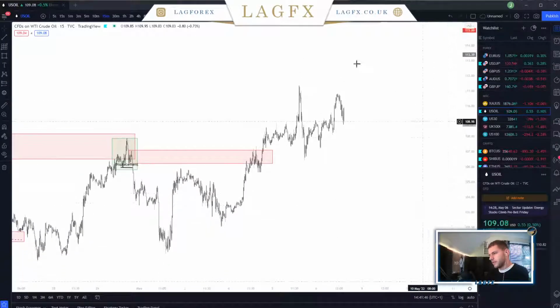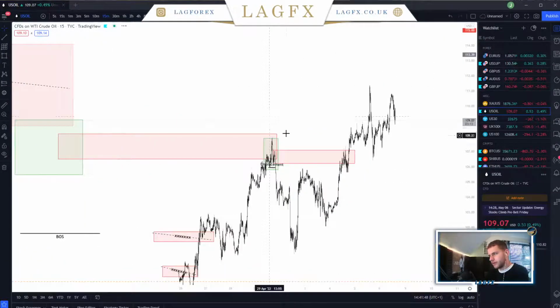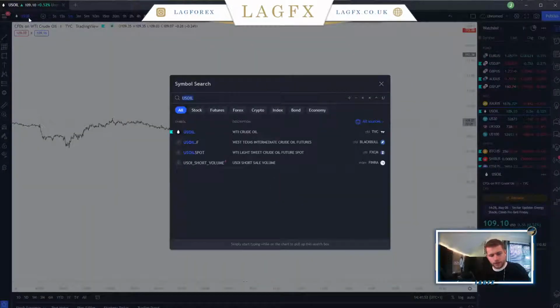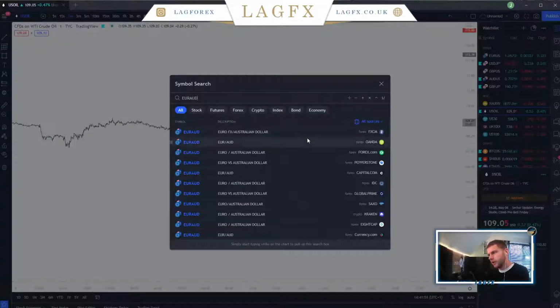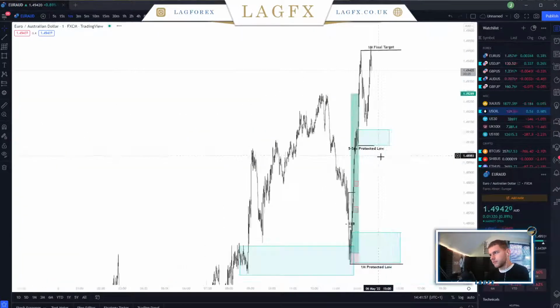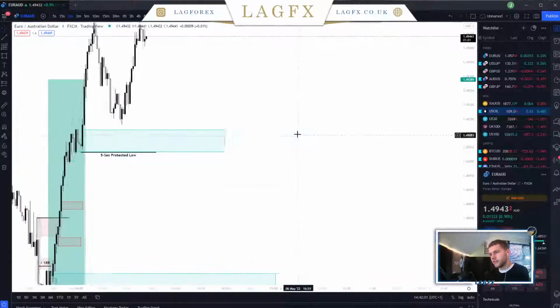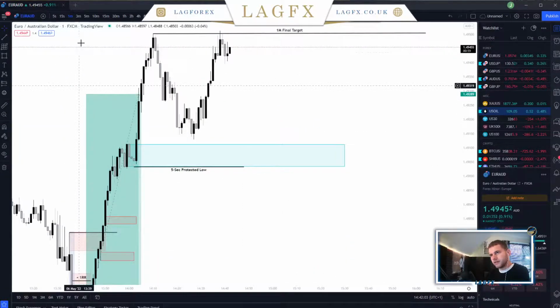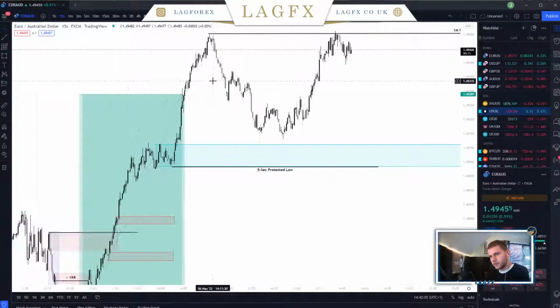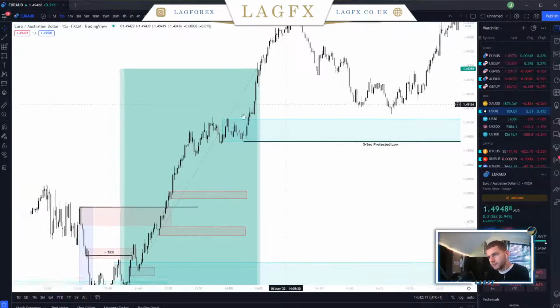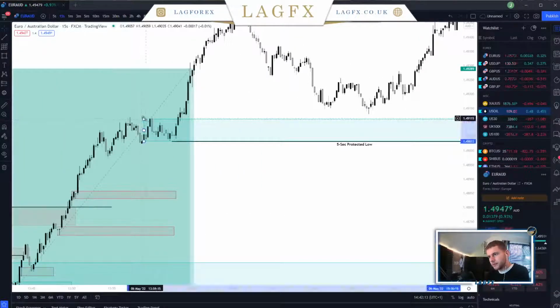I don't think there's anything else here. I remember oil disregarding our analysis the other day as well. Let's check back on euro to Australian dollar. See what's happened here. It's actually exceeded the final target, so it appears it didn't react in our zone and instead reacted to this sell to buy. Just strange, but it is what it is.